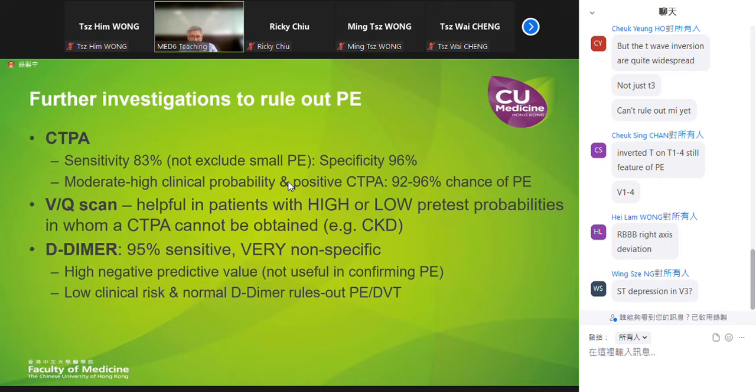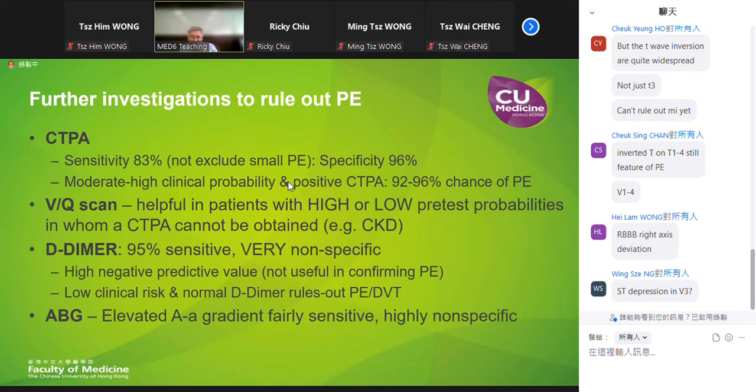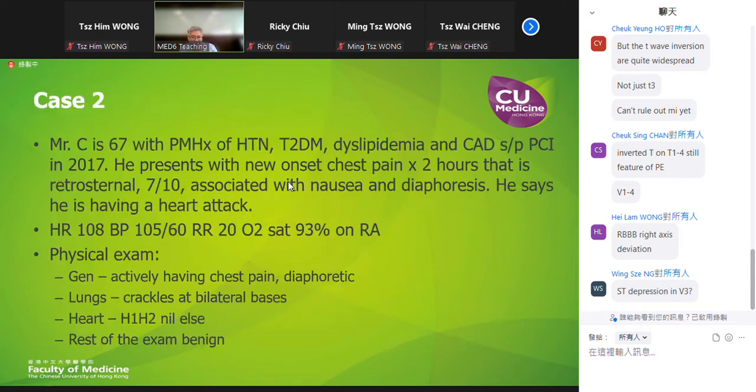And D-dimer, although it's very sensitive, is not very specific because it can still go up for many other reasons. Okay, and one thing you can also do is an arterial blood gas, looking at a large AA gradient. Okay, so let's move on to our second case.